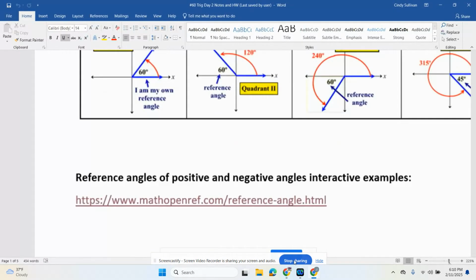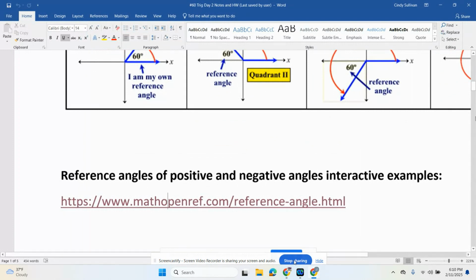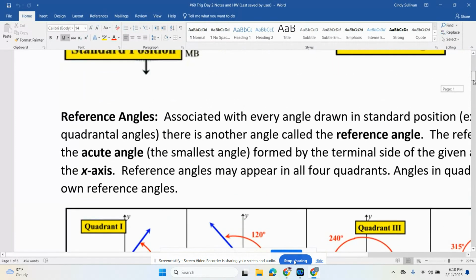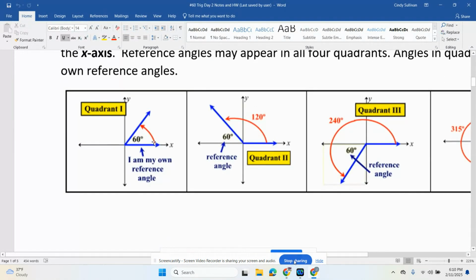The other thing we need to talk about is how far away it is from the x-axis. That's called the reference angle. In quadrant 1, whatever the angle is, that's how far it is away from the x-axis. So if this is 60 degrees, it's 60 degrees from the x-axis. If I'm in quadrant 2, how far away is it from the x-axis? So if this is 120 degrees, 180 minus 120 is 60 degrees. So this reference angle is 60 degrees.